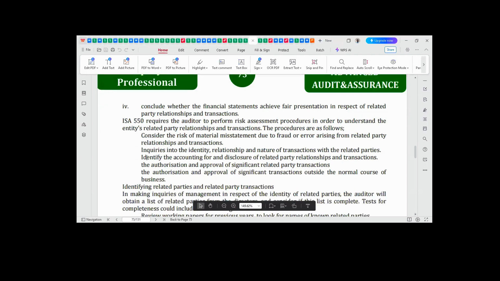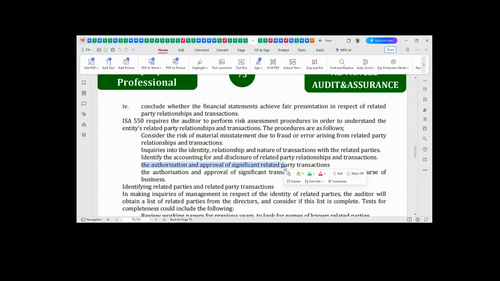Okay? The next thing you are going to do is to identify the accounting for and disclosure of related party relationships and transactions, and check that it is properly disclosed in the financial statements. You also need to look at the authorization and approval of significant related party transactions. Who approves these significant related party transactions? Because at some point, by the time you aggregate these related party transactions, it becomes what? Material.